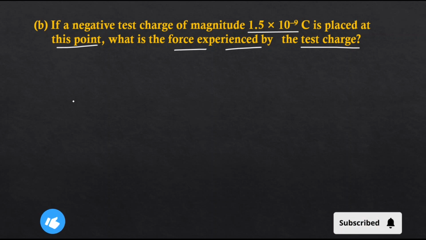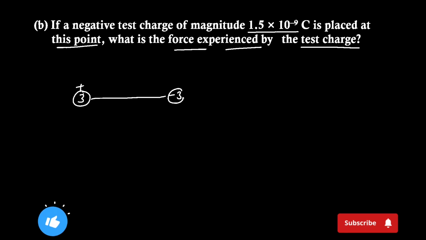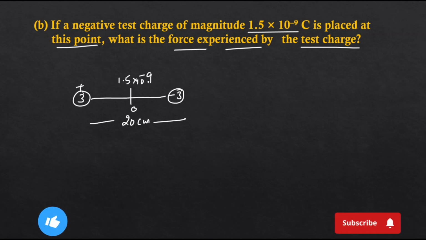Here I am taking the same diagram. You can see I am taking 3 microcoulomb positive. Again I'm taking here minus 3 microcoulomb. Distance they have given is 20 centimeter. At center point O, they are taking 1.5 into 10 to the power minus 9 coulomb charge. It is negative, that you can remember.